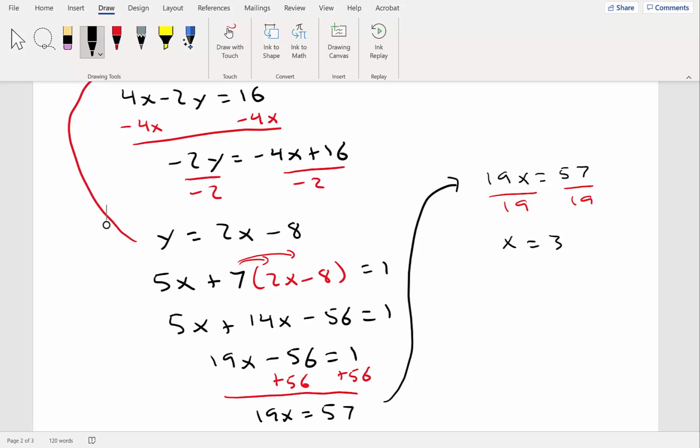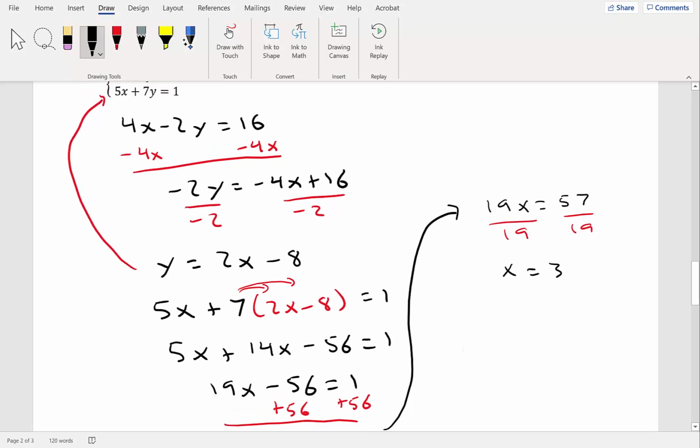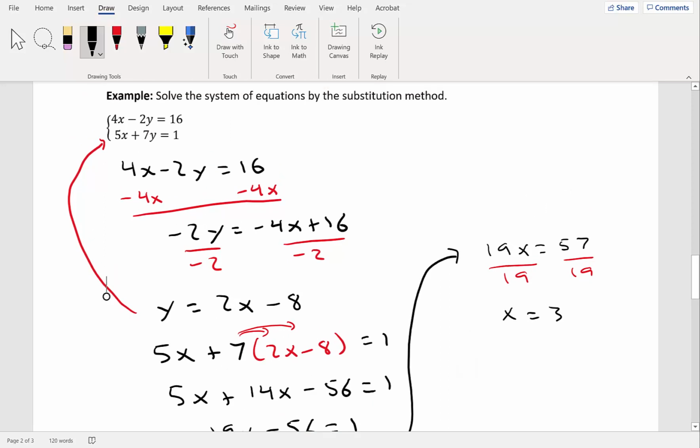Now you could plug this into any of the equations that we have and then solve for y. You could plug it into this first equation, you could plug it into the second equation, you could even plug it into the modified version right over here. You could plug it into the modified version of equation 1 where we already had y by itself. So let's go ahead and do that because it would be a little bit easier. Plug into y equals 2x minus 8, and now we'll be able to figure out what our y value is.